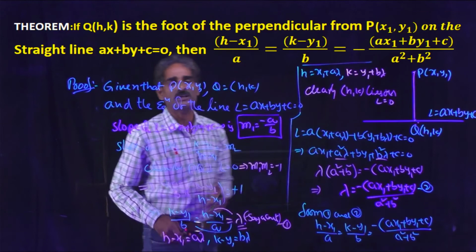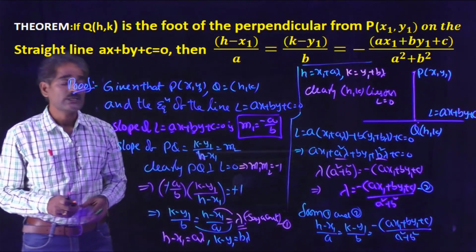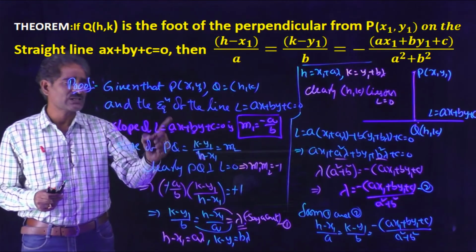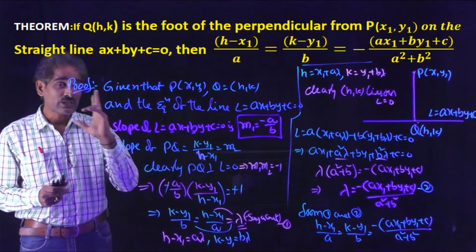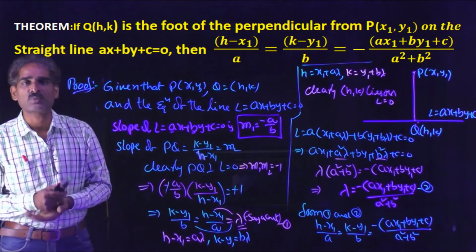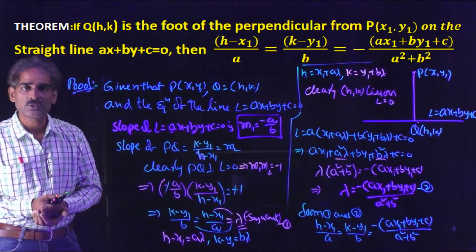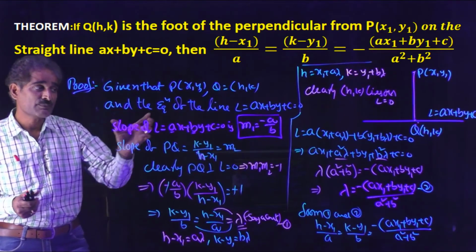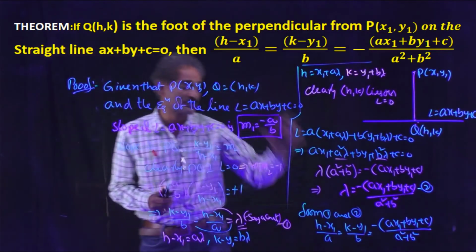This is the required condition. Here we used just one concept for the first part, that is, if the lines are perpendicular, their slopes' product is minus 1. So how can you get that idea? Just by observing the first part of the theorem statement.